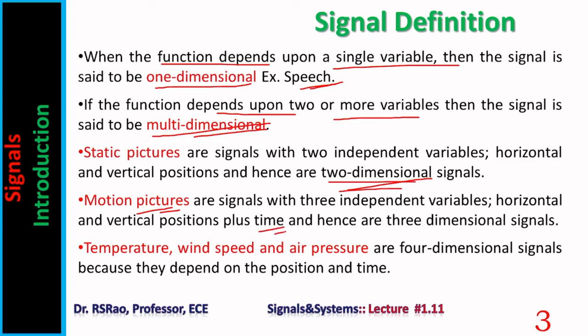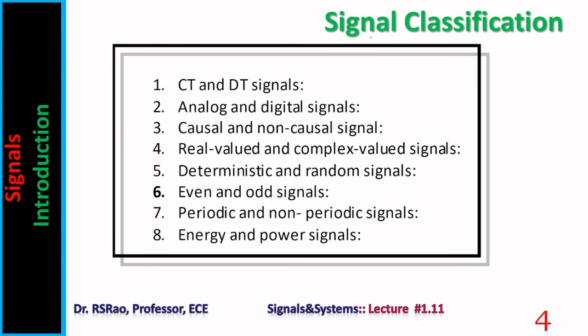So, three-dimensional signals. Temperature, wind speed, air pressure. These are four-dimensional signals because they depend upon position. Position requires three dimensions and time, so the fourth dimension. These are examples of four-dimensional signals. The classification is there, standard classification.